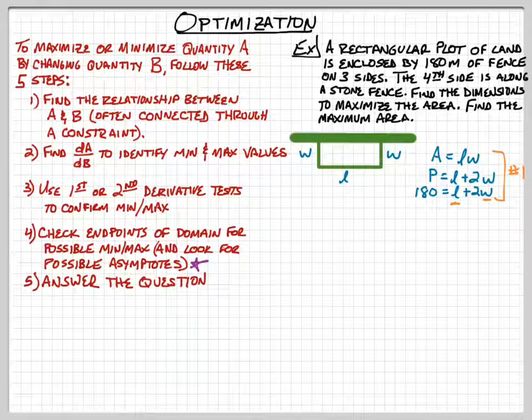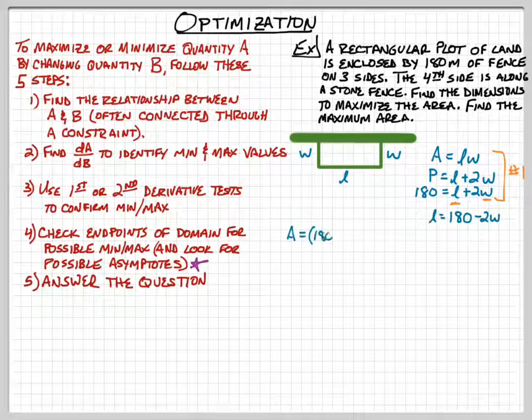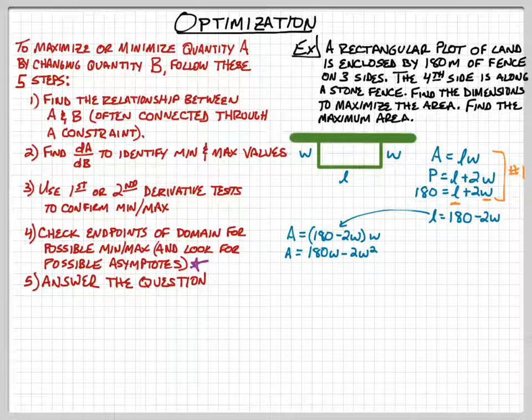Now you could isolate either the length or the width. In this case, it looks to be the easiest to isolate the length, so I'm going to get that by itself by subtracting 2w from both sides. Okay, so then we can take the area and put in 180 minus 2w, which is just substituting the length in from the perimeter function, and we're going to multiply that by w. We'll do some simplifying, and now we can start working towards step 2.